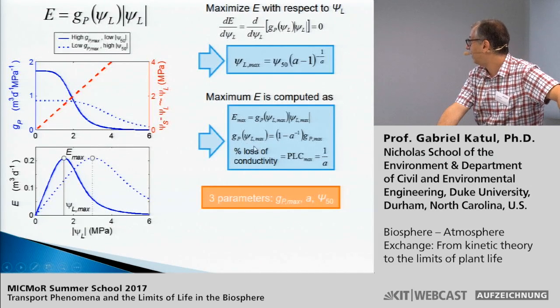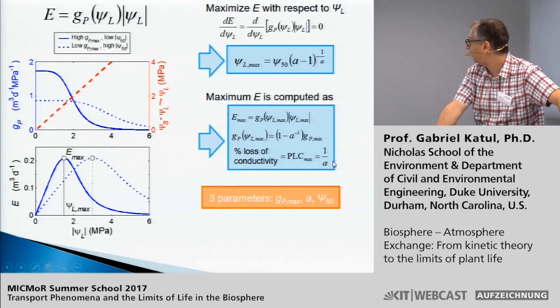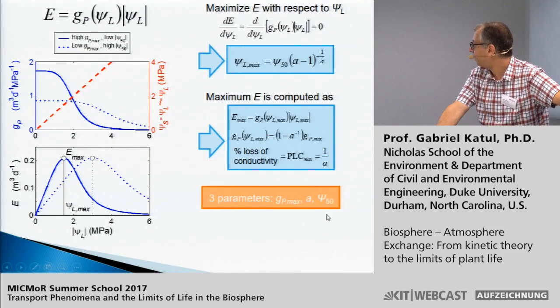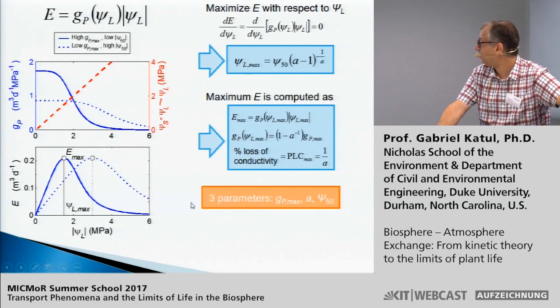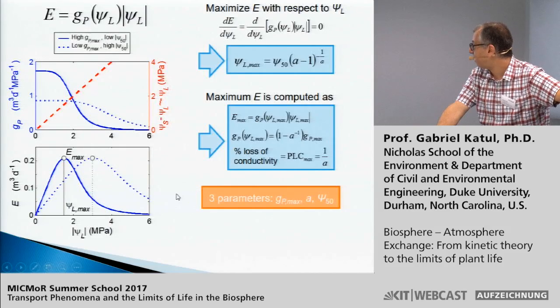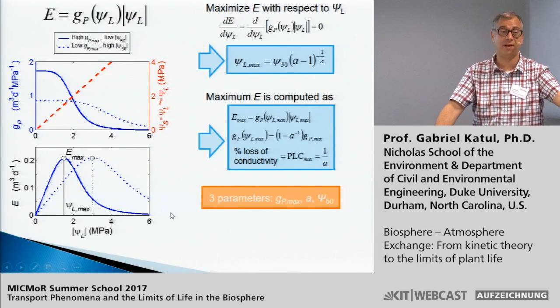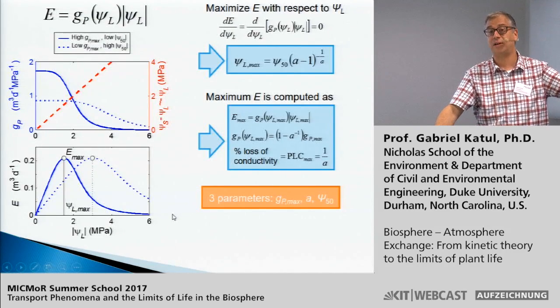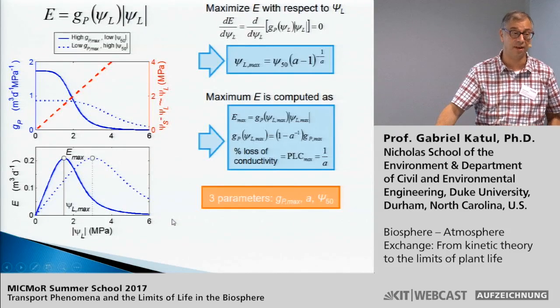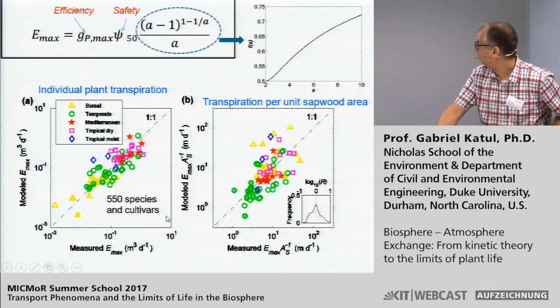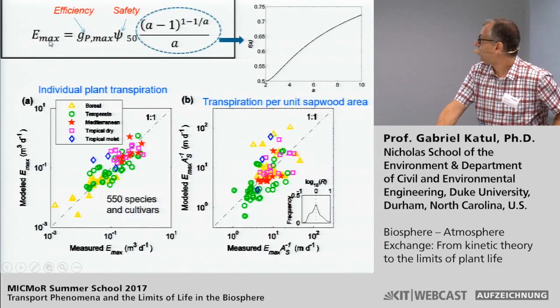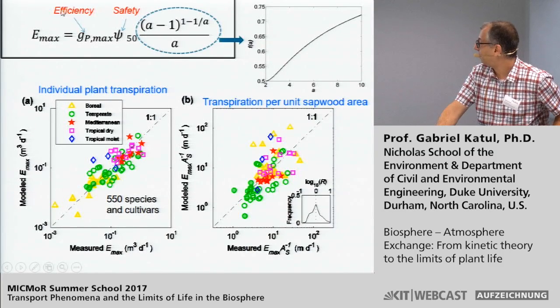And you could also calculate GP at this pressure. And it turns out to be basically given by GP max and this curvature parameter. And so the percent loss of conductivity is 1 over A. So now we have three parameters that would allow us to diagnose how maximum transpiration rate occurs in plants. And that is giving us at least an anchor on how much water can be delivered to the leaves by the xylem system. So the solution is E max is GP max times psi 50 times A minus 1 to the 1 minus A over A based on this model.